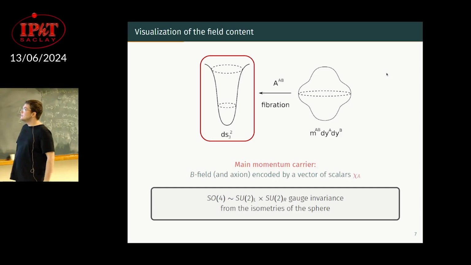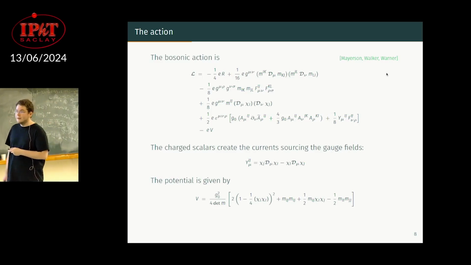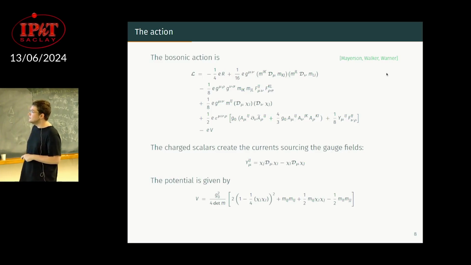So to be more concrete, this is what the action looks like, or rather the Lagrangian. So we have the gravitational part. We have some kinetic terms for the matrix M and for the gauge fields, and then for the scalar chi. Then we have some Chern-Simons interaction here. Here we see that the scalars actually source the gauge fields. And then we have a potential for the scalars. And the potential is given by this formula. So it's a bit of an ugly theory, but it's still manageable.